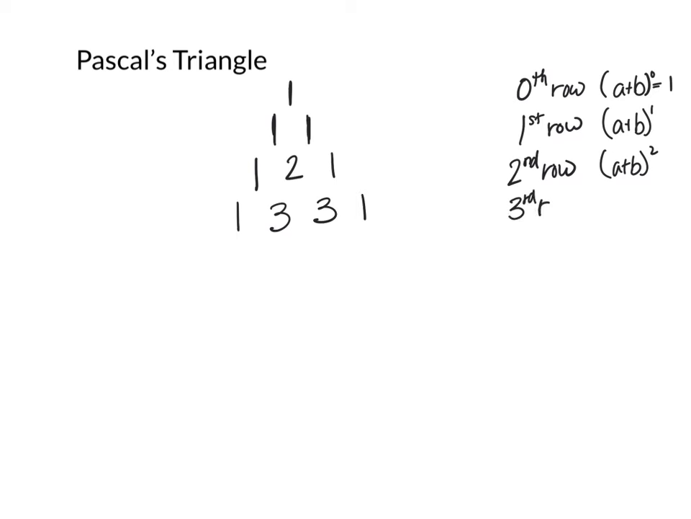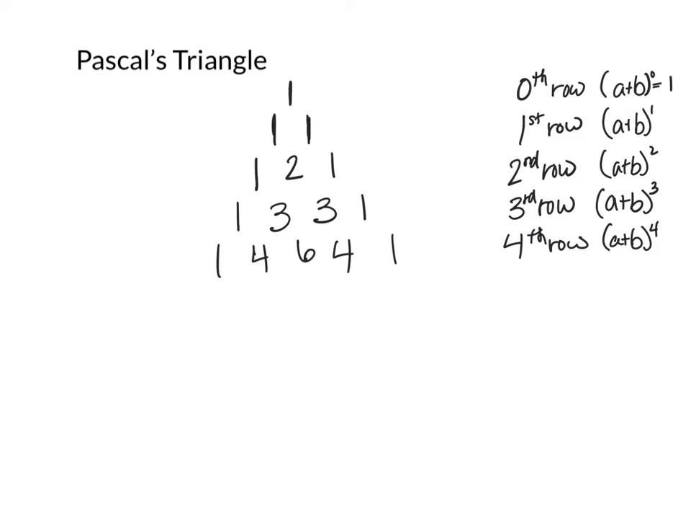The third row, and these are going to be the coefficients, a plus b cubed. And then the fourth row is 1, and then 1 plus 3 is 4. 3 plus 3 is 6. 3 plus 1 is 4 again, and then my 1 on the end. So that's my fourth row. The coefficients for a plus b to the 4th power. And then I have 1. 1 plus 4 is 5.